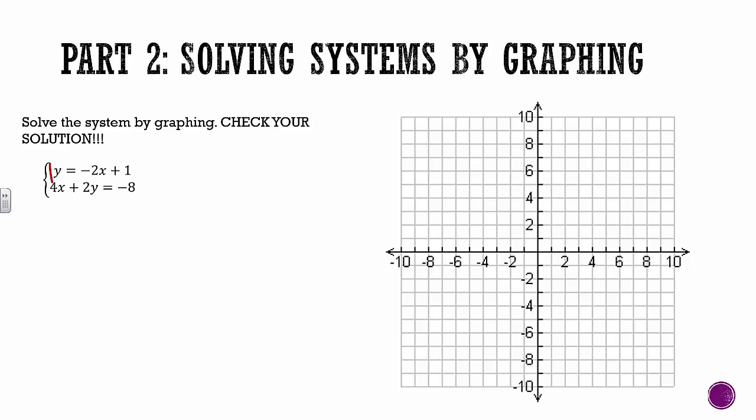Let's try another one. This first equation they give us is in y equals mx plus b form, nice and easy to graph. I'm going to start at 1 and go down 2 over 1. Remember, the more points you make, the straighter you can get your line. And since that's so important, I'm going to make a bunch of points.